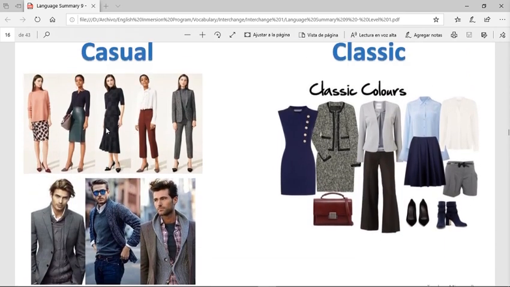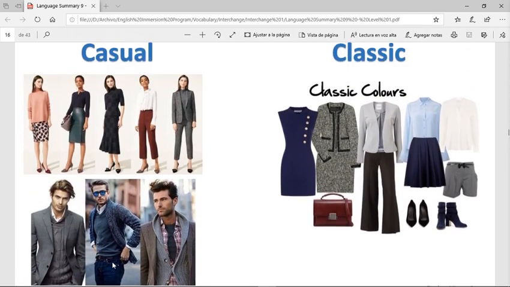Casual. This is a type of clothing. Casual, you know, using jeans. Something like this. Classic. Classic is the style of, well, these are classic colors, maybe for jobs. The blue, the gray, the black. Classic is reminiscent of the past, something that was the usual a long time ago.